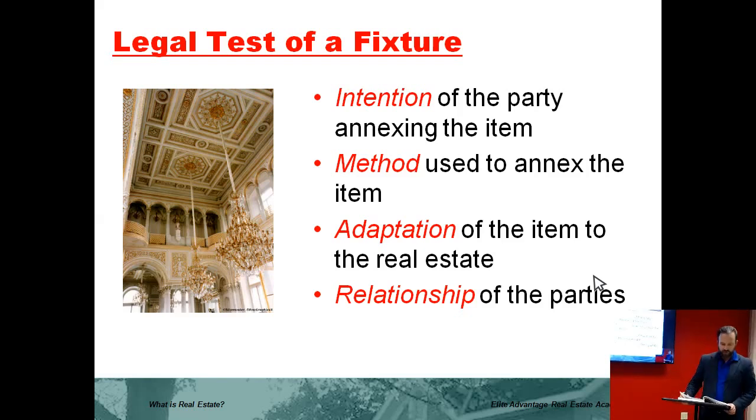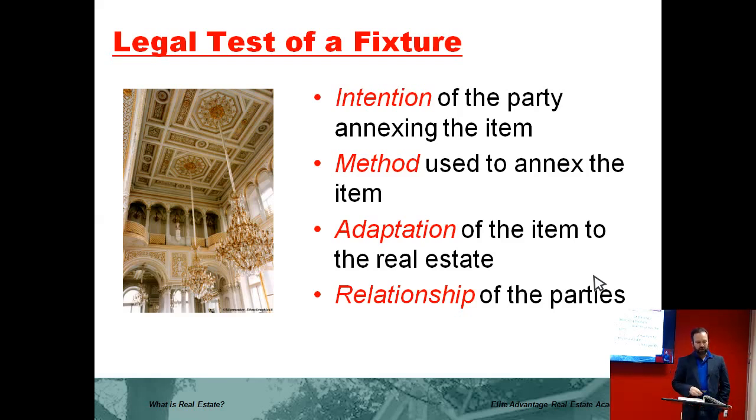Okay, so we have to then ask ourselves the adaptation of the article to the real estate, and then finally, number 4, the relationship of the parties. That's where the shrewdness, I think, comes in. The Tiffany lamp example could have been an heirloom, it could have been given as a gift, perhaps a birthday gift, whatever. Is it something that they went out and purchased for putting in that dining room, to make that space updated or not?